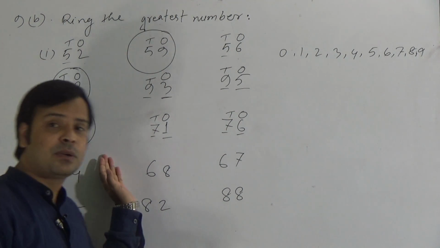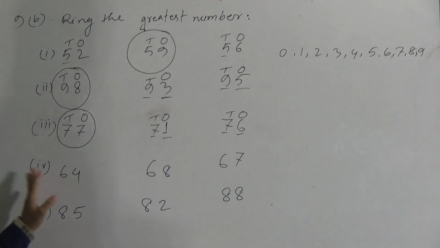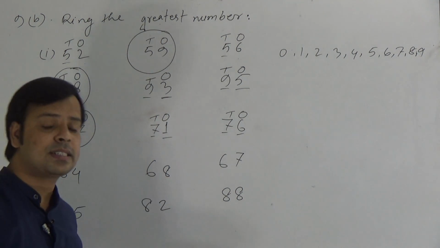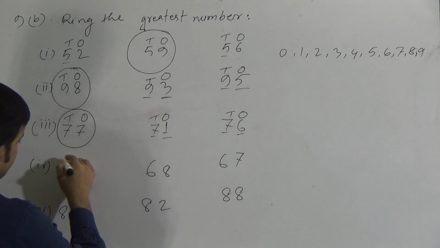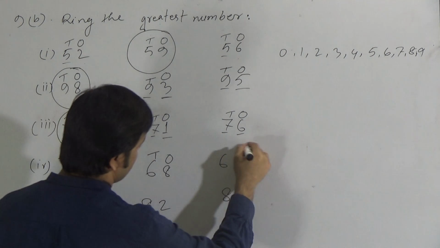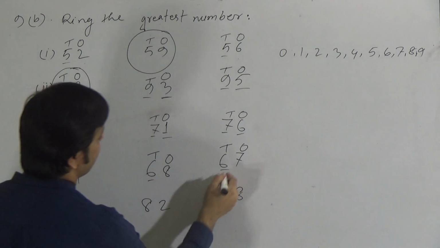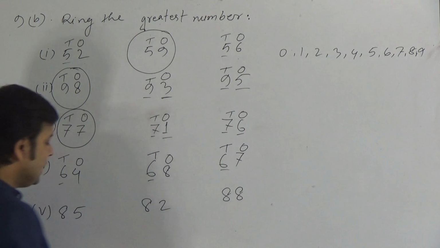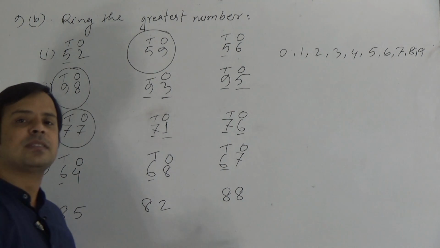Okay, dear students, now go to the next question. What is the next question? Three numbers are given, 64, 68 and 67. We have to determine the greatest one and use a circle. To determine this, we have to indicate the ones place and tens place in all the numbers, ones, tens. Notice here the tens place is 6, tens place 6, tens place is 6. It means that in this case also the tens place is always the same. So we have to compare the ones place.